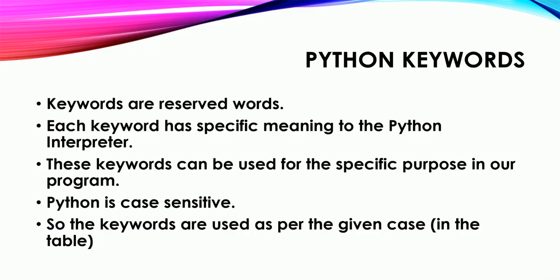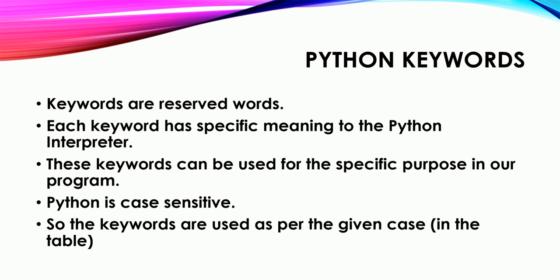Python keywords. What are the Python keywords? Keywords are reserved words, some specific words for a particular programming language. It is known as the keywords. Each keyword has a specific meaning to the Python interpreter. Though we already know that Python is an interpreted language, not a compiler-based language, the Python interpreter has a specific meaning or function for the particular word. These keywords can be used for a specific purpose in our program.